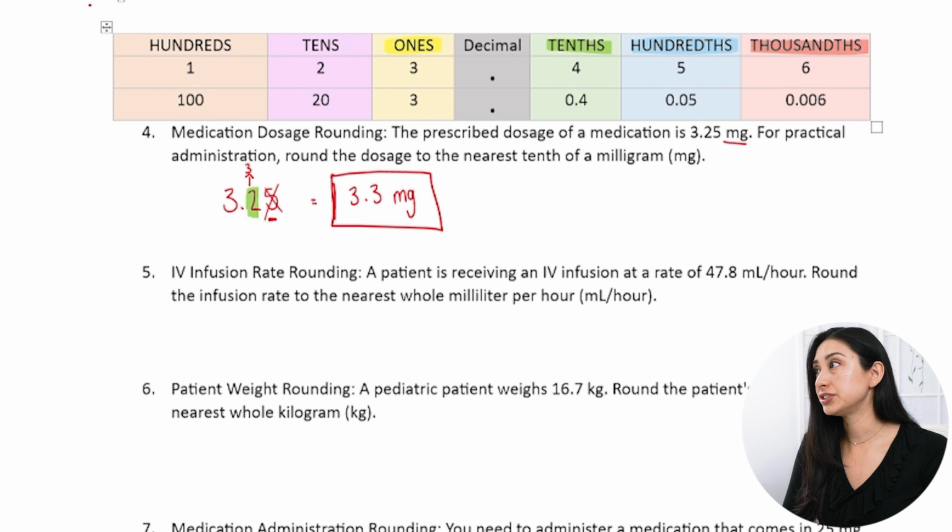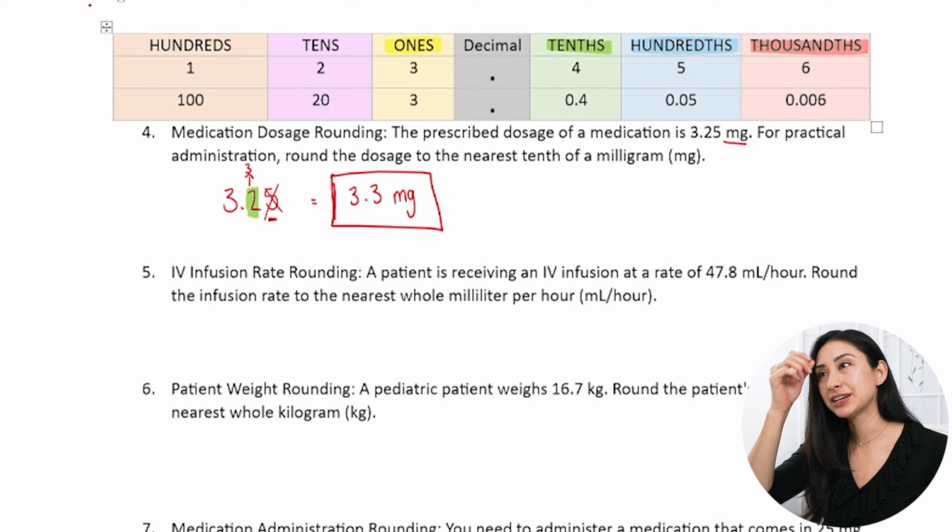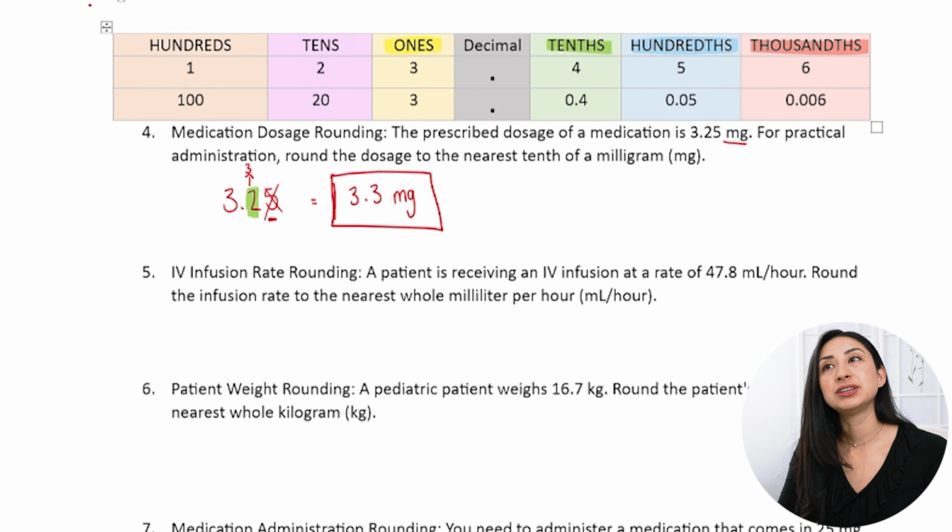Round the infusion rate to the nearest whole milliliter per hour. So we need to figure out our nearest whole number. Whole number, remember what we said? Whole number means that we are going to be rounding to the ones place, because essentially that is the first value that has no decimal points included in it.